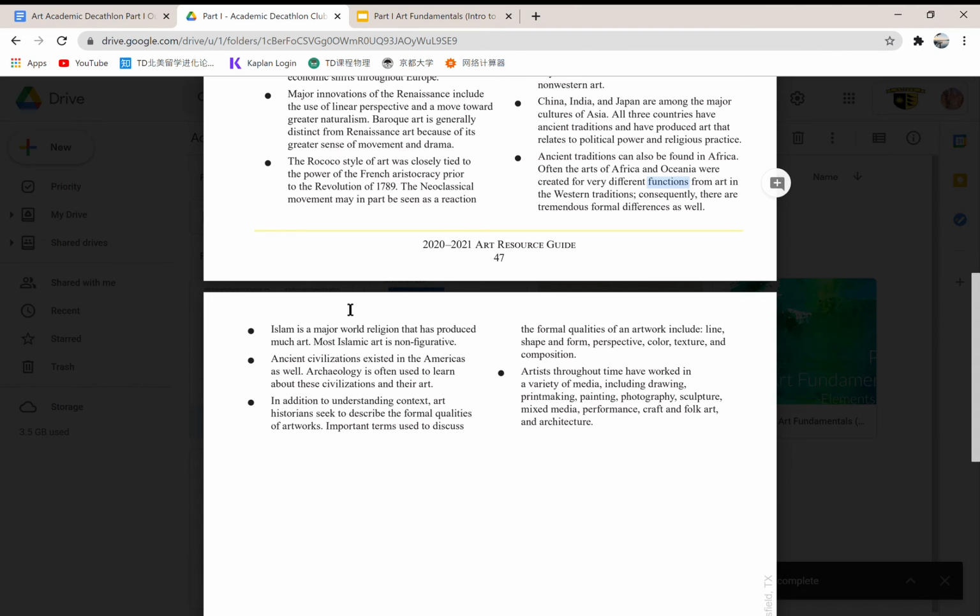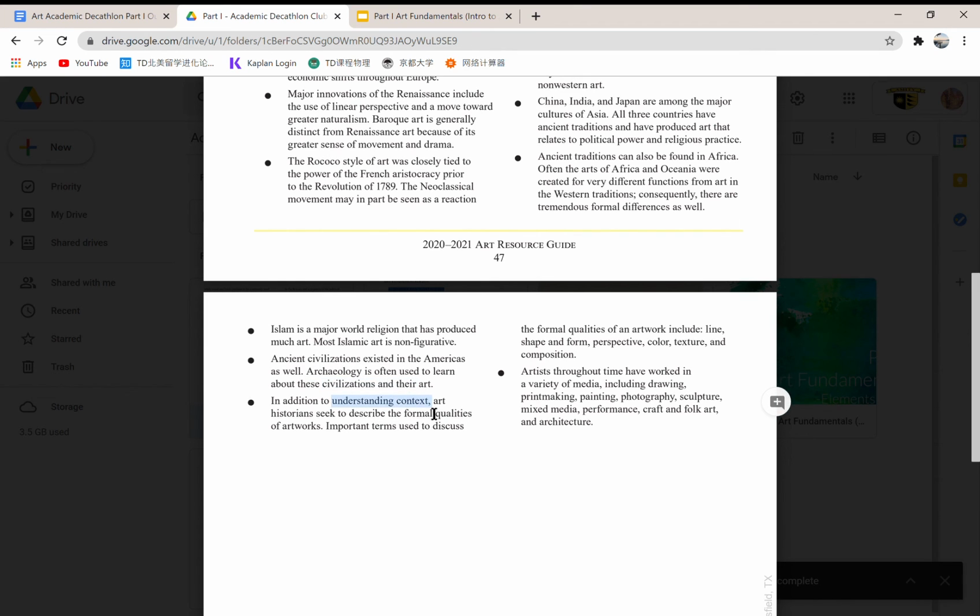Islam is a major world religion that has produced much art. Islam produced a lot of religious art. Most Islamic art is non-figurative. Ancient civilizations existed in the Americas as well, and archaeology is often used to learn about these civilizations and their art.